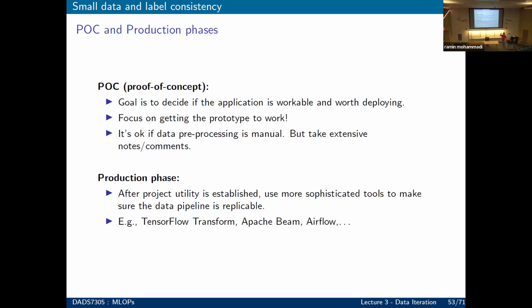But take as many notes as possible and add comments, so later you remember why you did this, so you can convert it. If you had a successful POC, then you shift it. Let's say you want to move forward with this application, you go to production. That's where you need to write production level code. That's where you need to be sure that the code follows all the best practices.